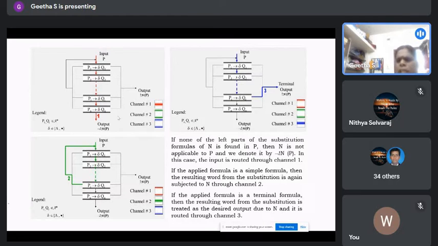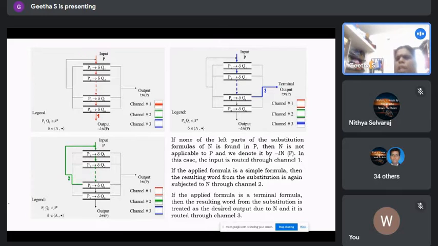As with the same formula, the simple formula we apply, then the resulting word from the substitution is again subject to N through channel 2. So you apply the substitution formula. The next one is termination, so you terminate it. After that, you replace with the other constant values. The desired output due to N is routed through channel number 3.